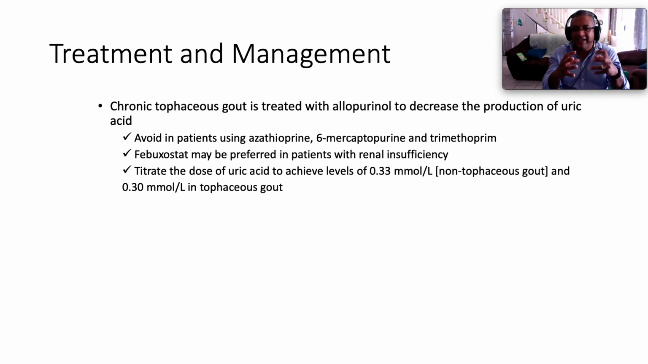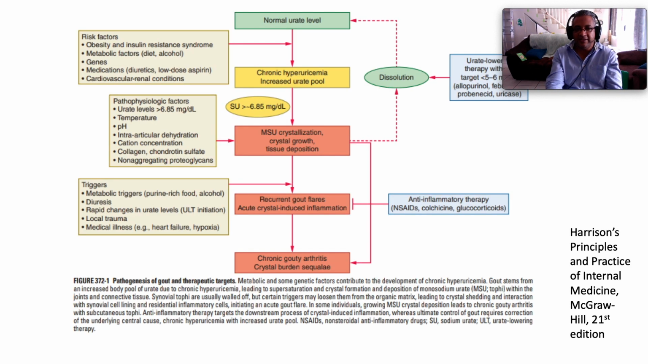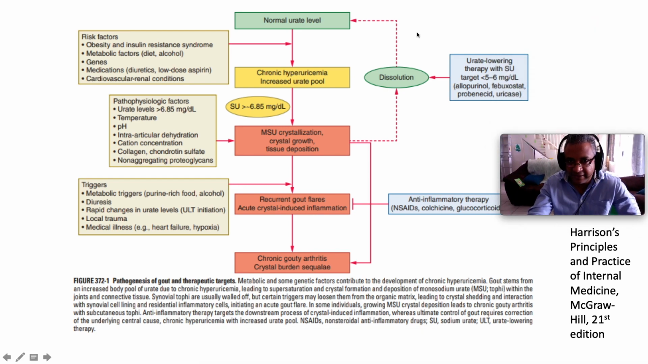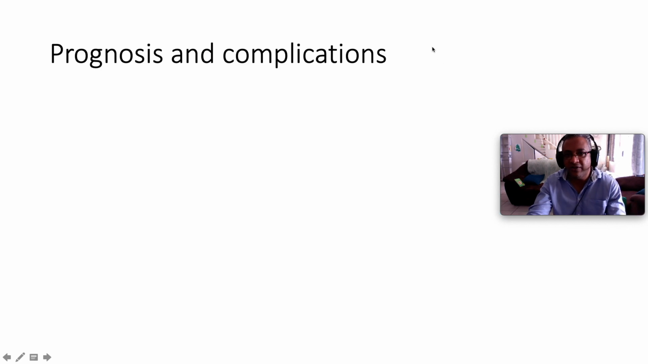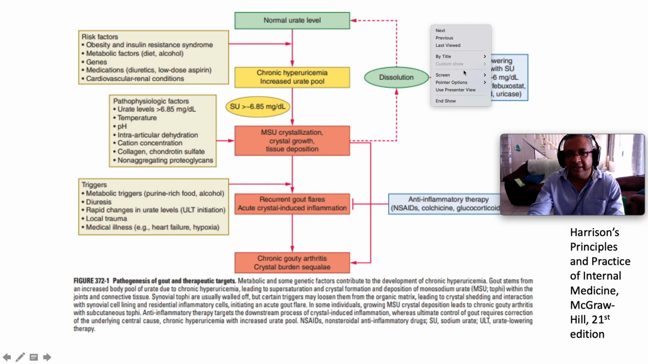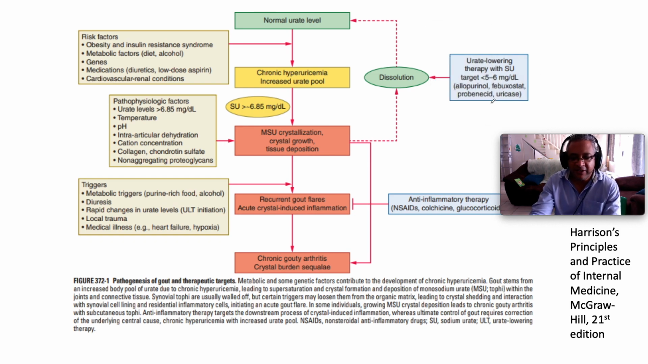So our targets, guys, remember our targets for uric acid level is to achieve a level of 0.33 millimole per liter or less in non-tophaceous gout. And in tophaceous gout, our target is 0.3 millimole per liter or less, right? Here's a beautiful diagram from Harrison's illustrating the pathogenesis of gout and appropriate targets. Let's just get my pointer in there. So metabolic and some genetic factors contribute to the development of chronic hyperuricemia.